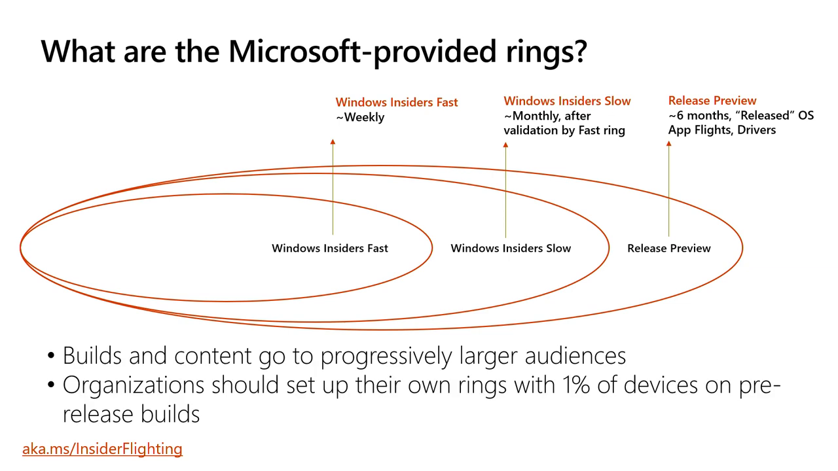So internally, it does go from left to right. You're looking at a progressively larger audience set who are more inclined to use the builds. We recommend 1% of your devices to be on any of these rings put together in the Windows Insider Program. So that gives you a breadth of coverage of all your scenarios so that you know that you are ready when a build comes out.